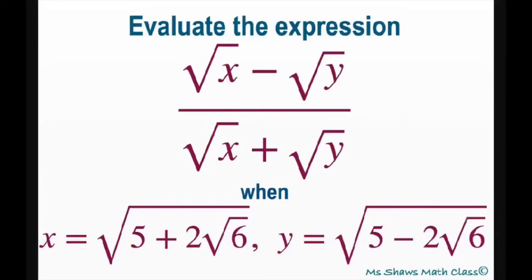Everyone, we're going to simplify the given expression when we have x is the square root of the quantity of 5 plus 2 square root of 6, and y is the square root of the quantity of 5 minus 2 square root of 6. All right, so the first thing we want to do is simplify these two right here because we have double radicals, and if we don't, it's going to make everything very complicated.